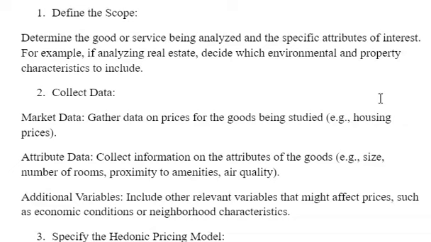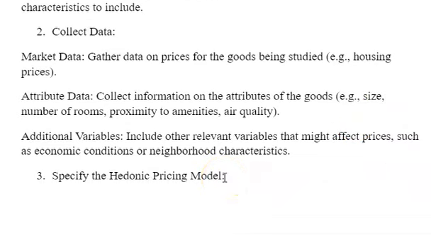Example, size of the house in square feet, number of rooms, how many bedrooms in the house, or proximity to amenities, what are the other amenities or other facilities available, then the air quality. These are the attributes. Then additional variables: include other relevant variables that might affect the price, such as economic conditions, which also affect the price of the house, or neighborhood characteristics, which also affect the housing price.